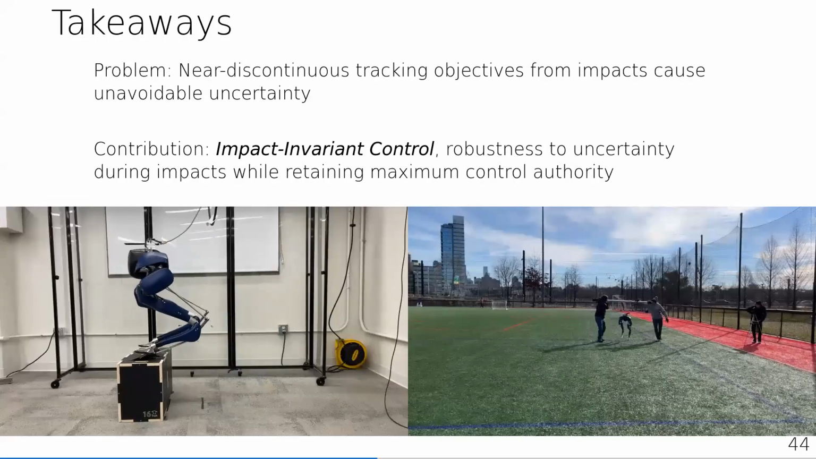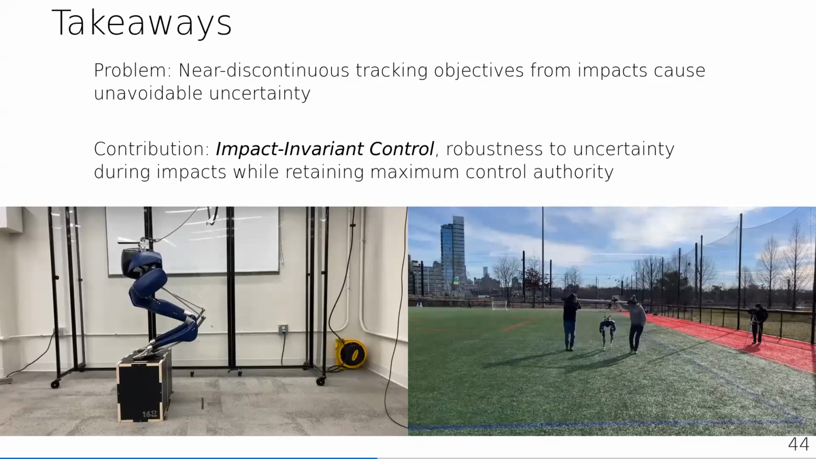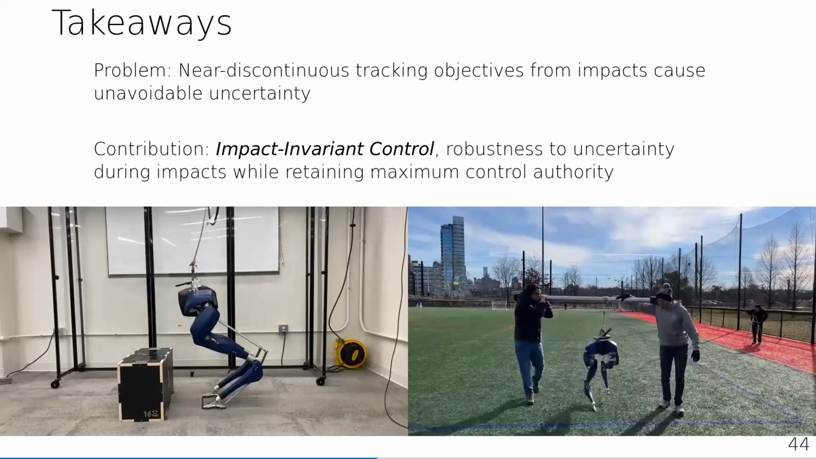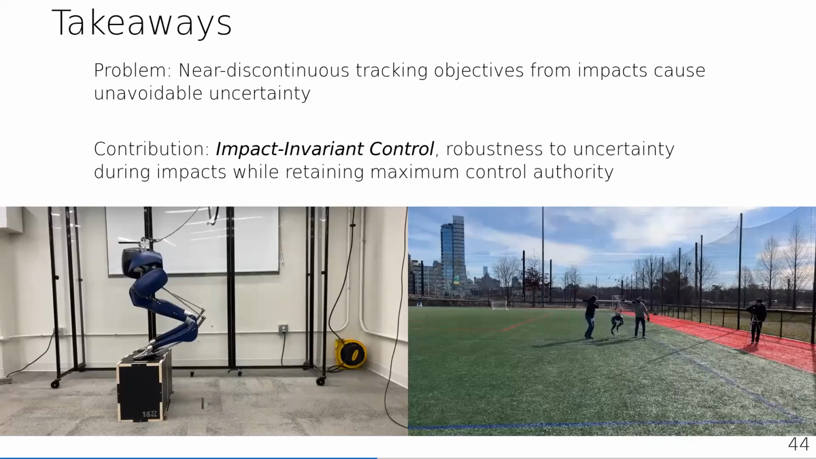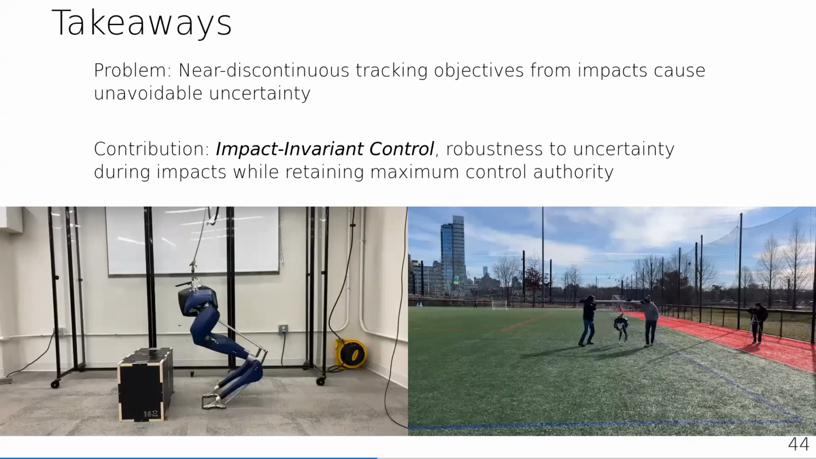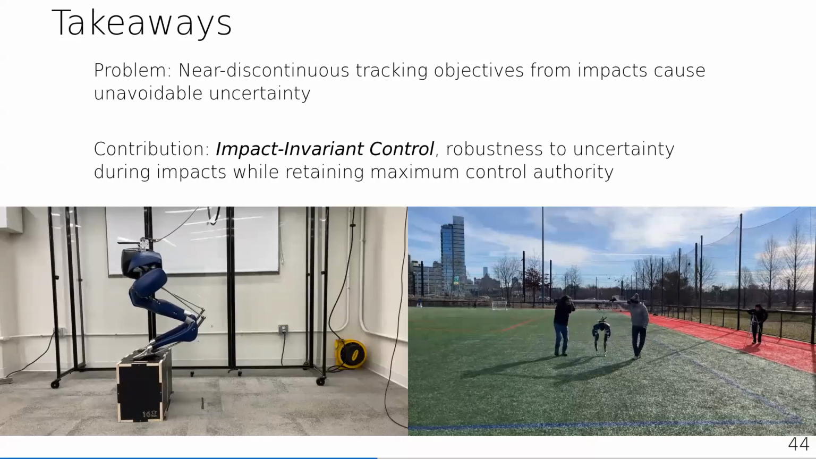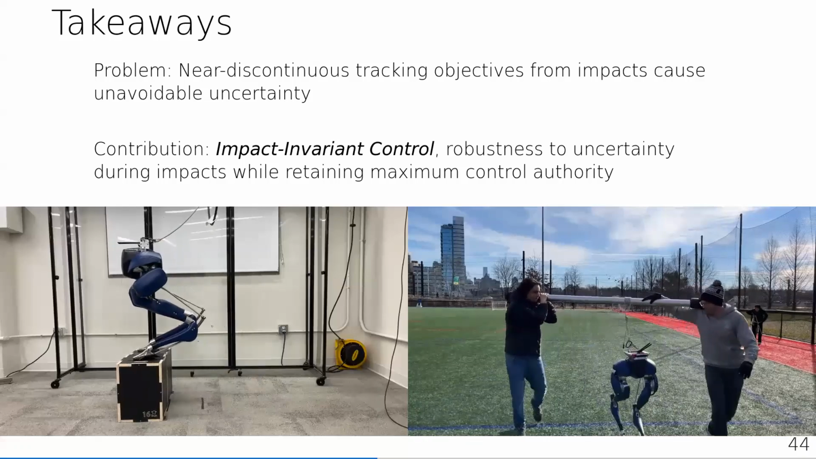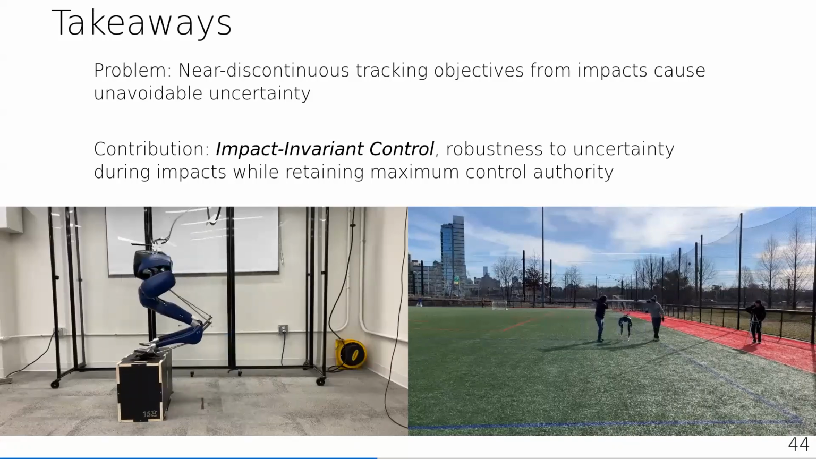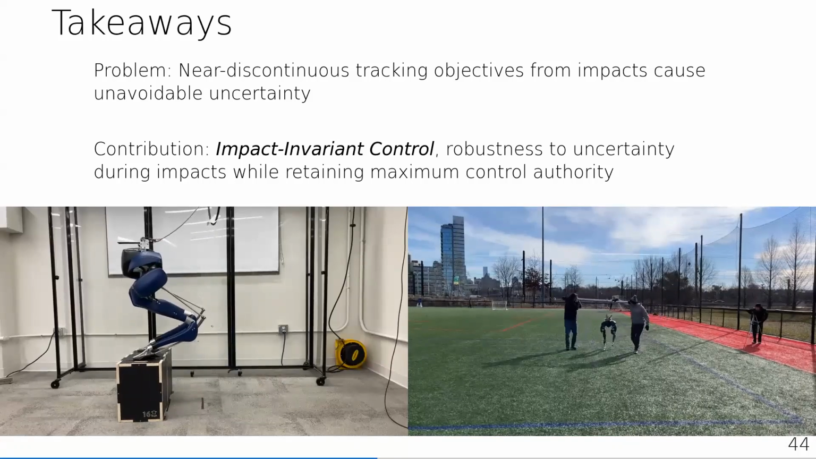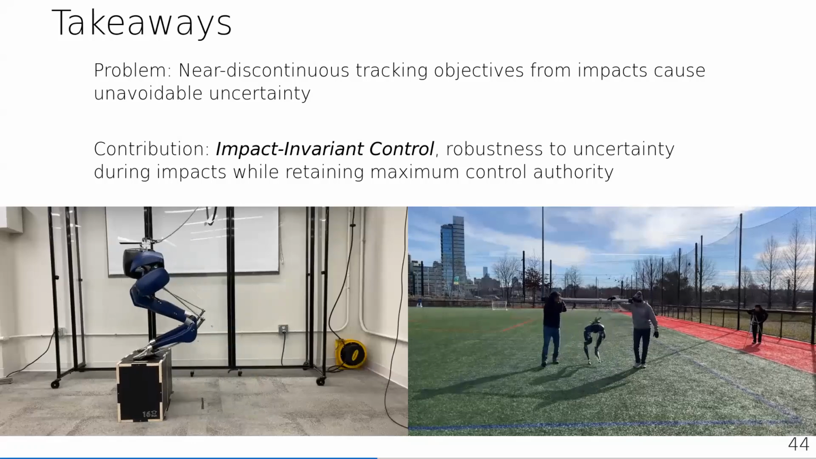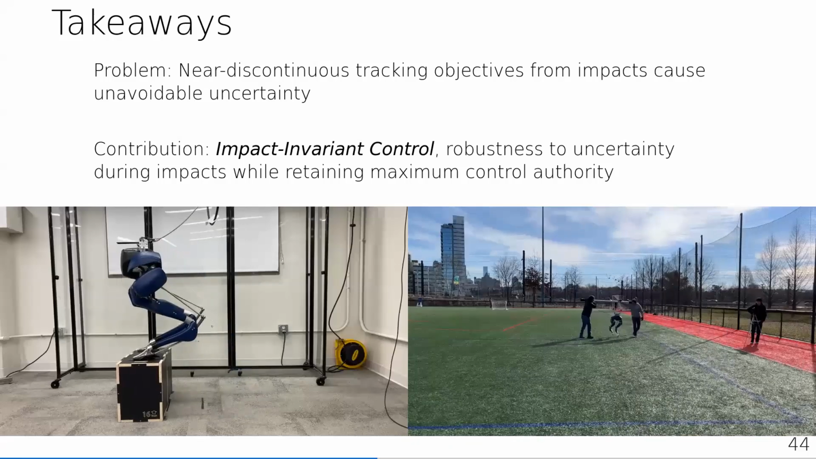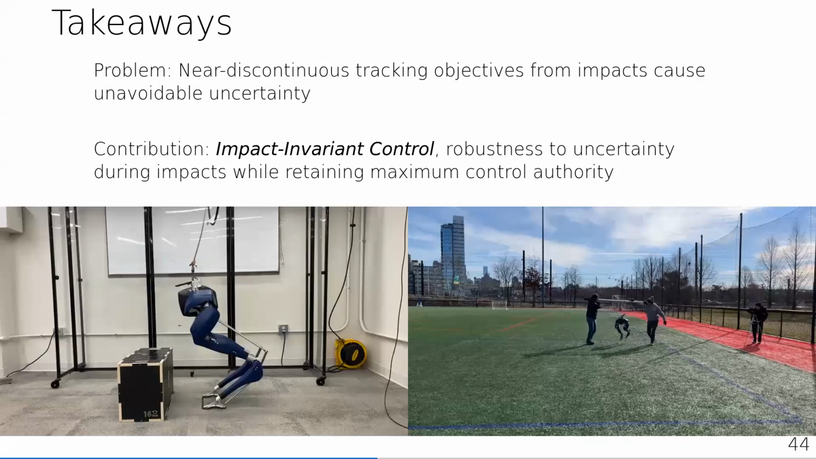Okay, in summary, the main takeaways are that the near discontinuous tracking objectives from impacts cause unavoidable uncertainty. And in practice, roboticists will use heuristics such as completely turning off derivative feedback, in favor of doing nothing over doing the wrong thing. In this work, we propose impact invariant control, which essentially only turns off derivative feedback in the directions that are most sensitive to impacts, which retains maximum control authority. We show that this can be done by exploiting the structure of how impact forces enter the dynamics, and that it can be applied to general tracking objectives. And we demonstrate this by showing both jumping and running.